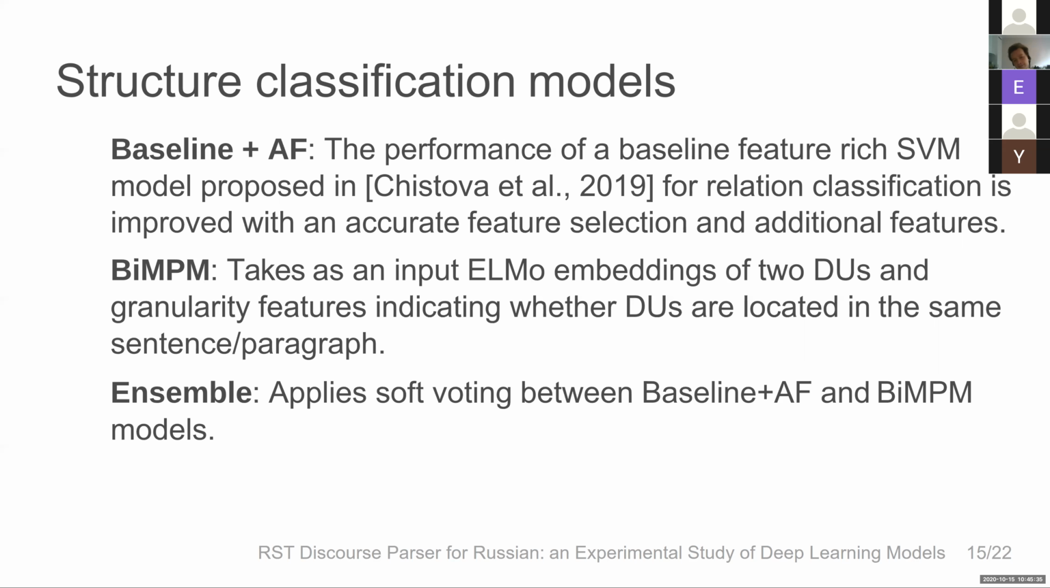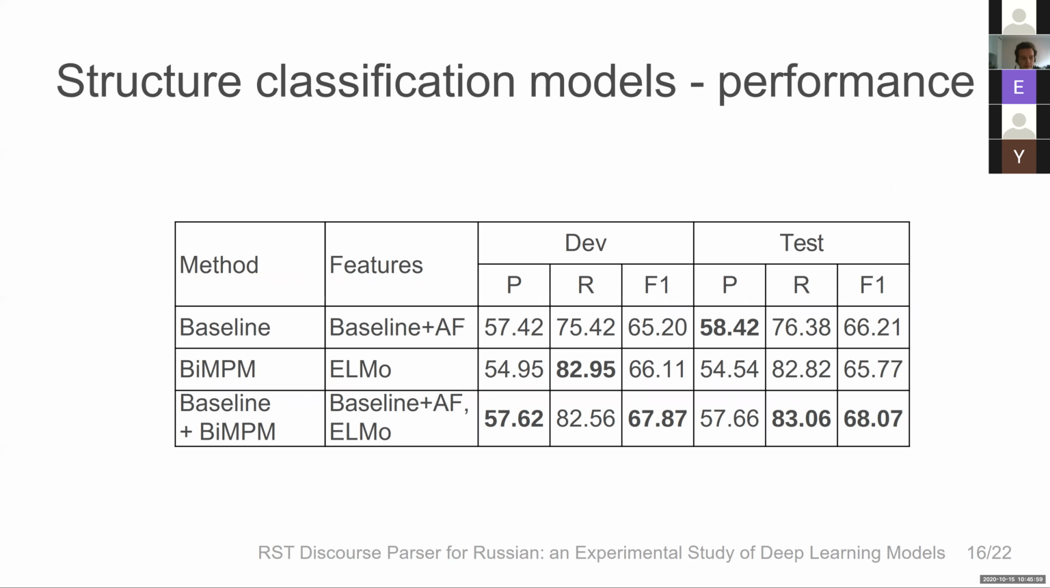We also train a BMPM model, for which we use additional features in terms of granularity features, indicating whether DUs are located in the same sentence or paragraph. And we ensemble two models to achieve the best result, which is presented in the table.